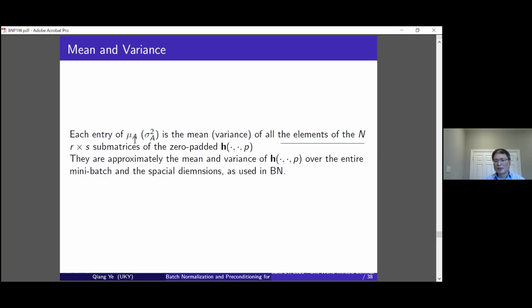Now each entry of mu A will be different for different Wijs. We believe that, at least theoretically, should be the way to do it. But that's computationally expensive. So for small kernels, they are approximately just the mean and variance over the mini batch and the spatial dimensions. And that's the one that's used in BN. So this derivation also shows why we should use the normalization involving mean and variance in the spatial dimensions.